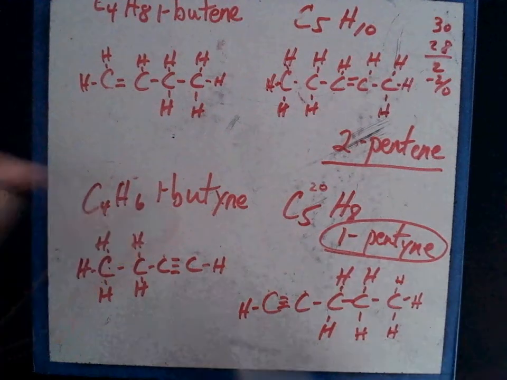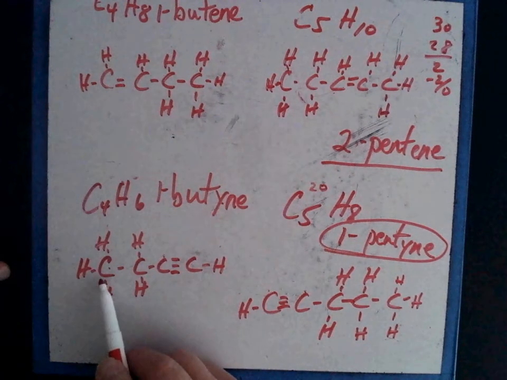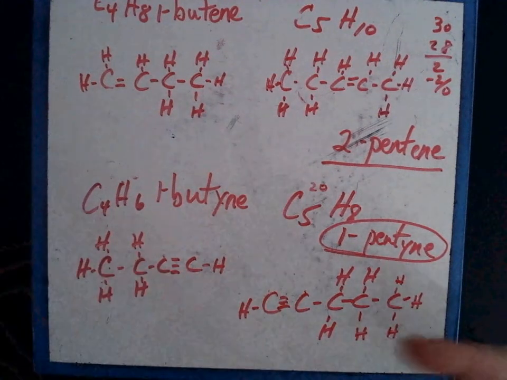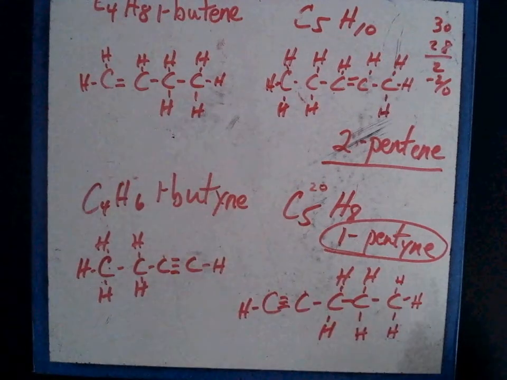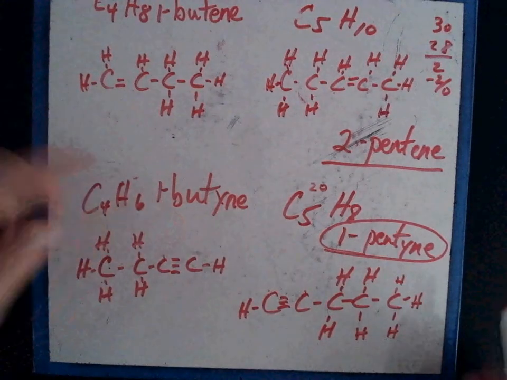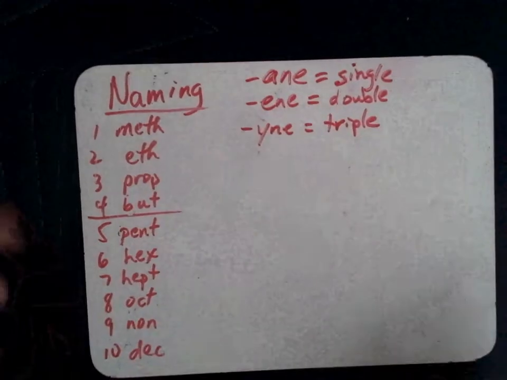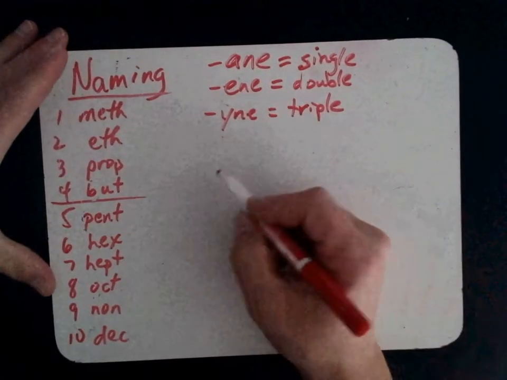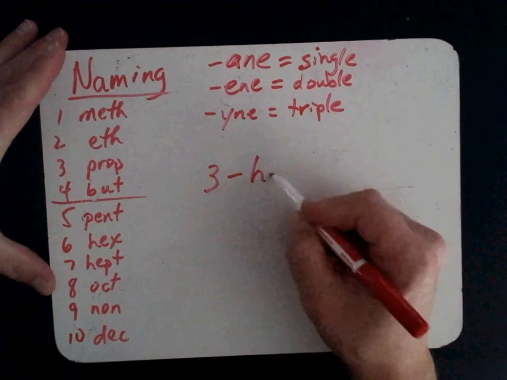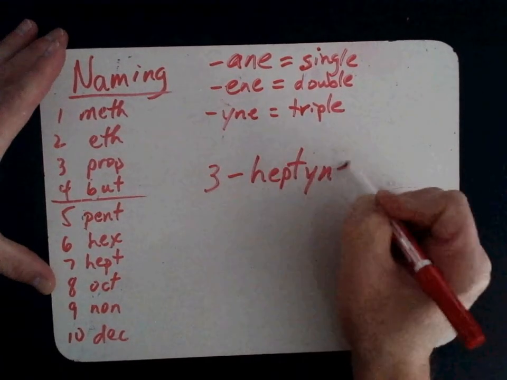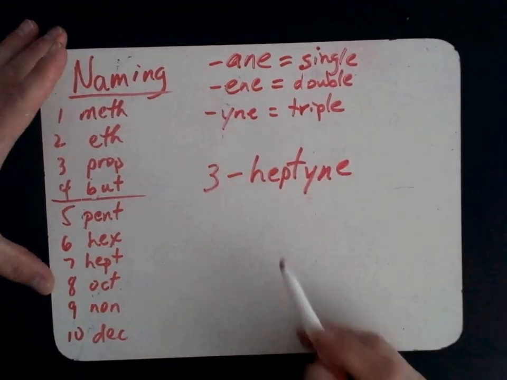So if you wrote 1-butyne, then it needs to be in position 1, whether it's after the first carbon going that way or the first carbon going that way. It doesn't matter. But your picture has to match your name. It's really, really easy. Okay? So what happens if I gave you one, and this is the last one, so watch this carefully. What if I wanted you to draw a 3-heptyne? I want you to draw that one.